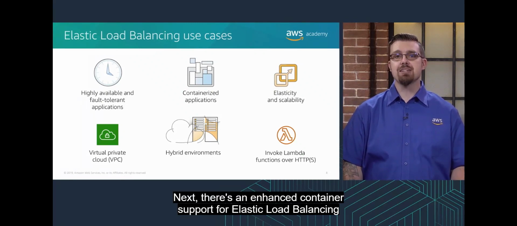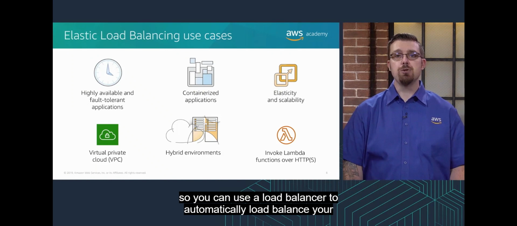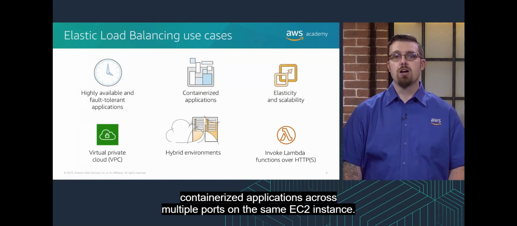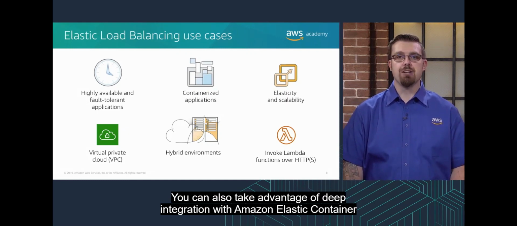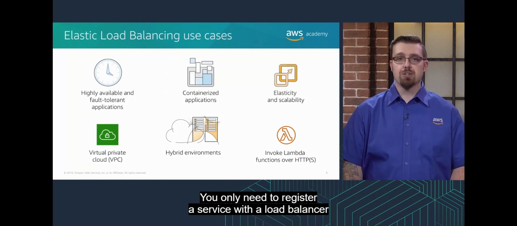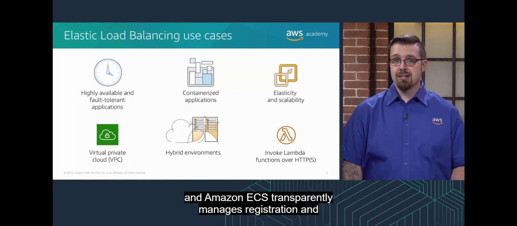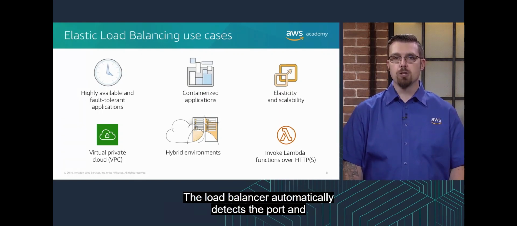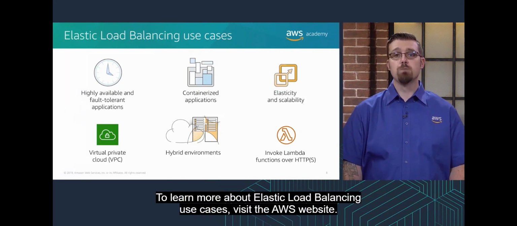Next, there's enhanced container support for Elastic Load Balancing, so you can use a load balancer to automatically load balance your containerized applications across multiple ports on the same EC2 instance. You can also take advantage of deep integration with Amazon Elastic Container Service, which provides a fully managed container offering. You only need to register a service with a load balancer, and Amazon ECS transparently manages registration and deregistration of the Docker containers. The load balancer automatically detects the port and dynamically reconfigures itself. To learn more about Elastic Load Balancing use cases, visit the AWS website.